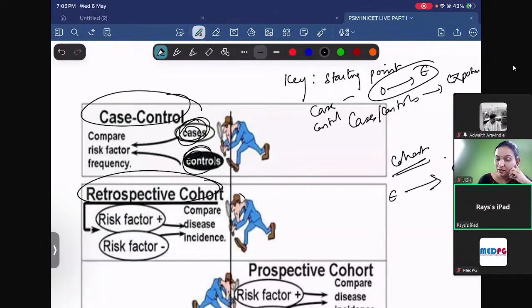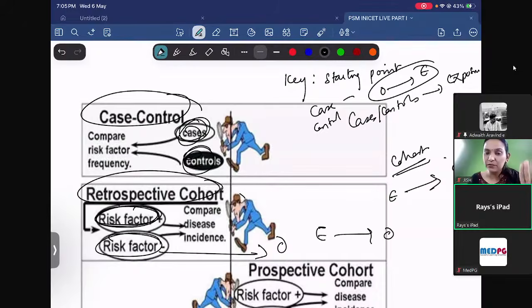So even if it's a retrospective cohort, when the outcome and exposure have already occurred before, you start with the exposed, unexposed group, and then you go to the outcome. So its direction is always exposure to outcome. Then don't get confused. If you're starting with exposure and going to the outcome, it is a cohort study. So if both have occurred before, that becomes a retrospective cohort study.